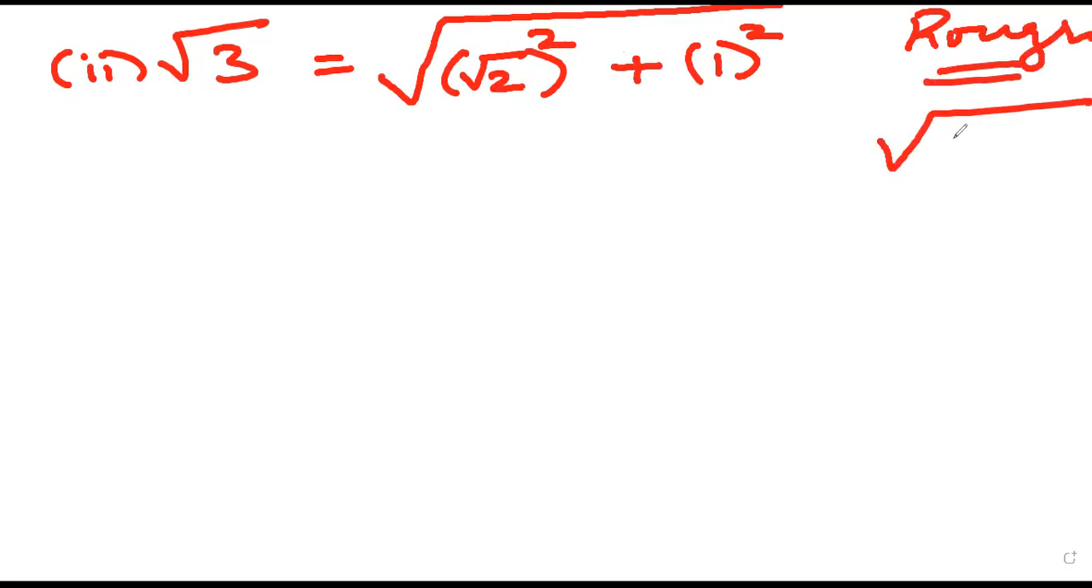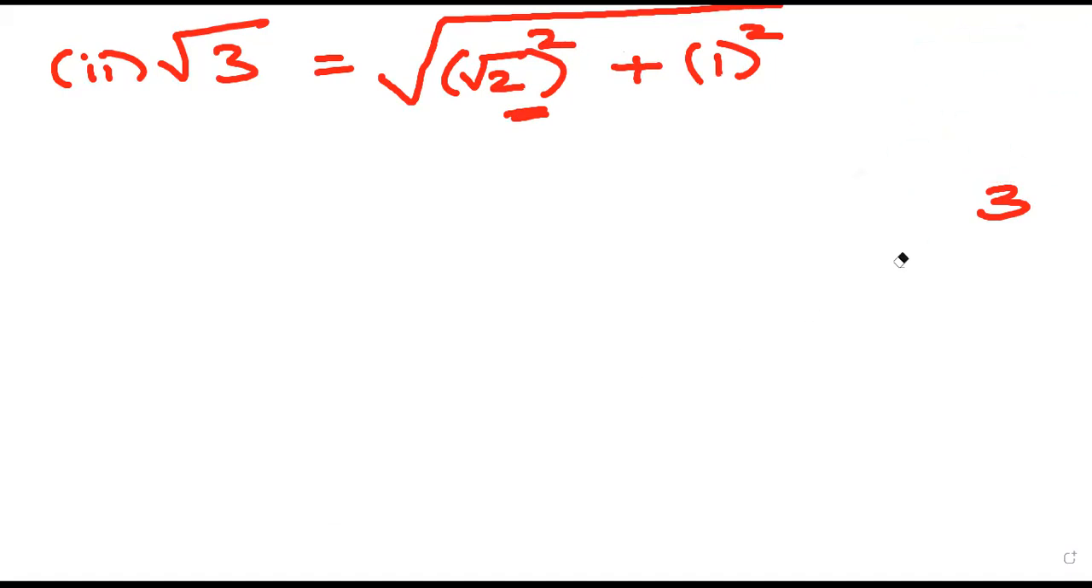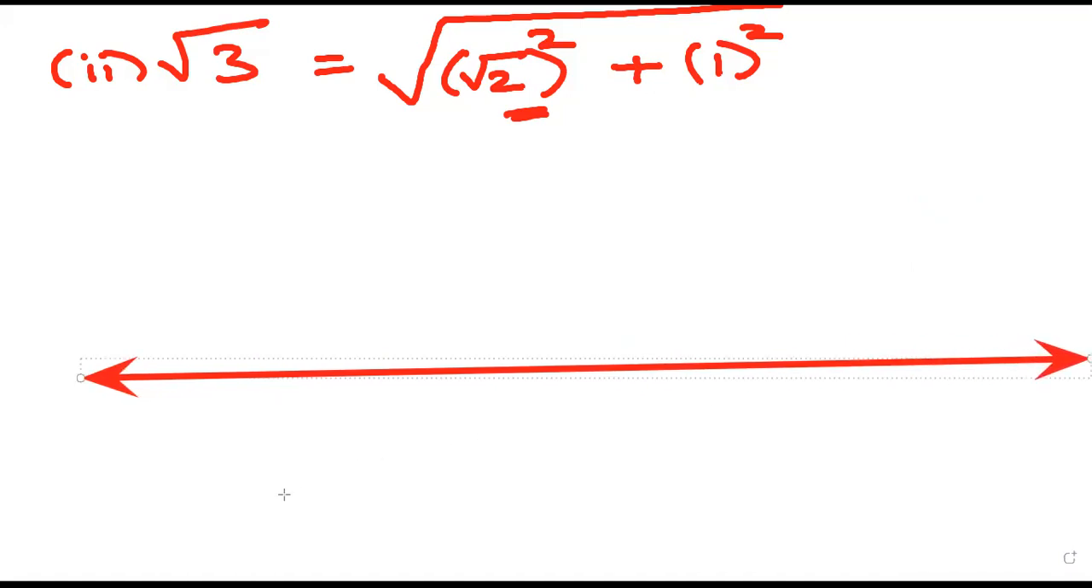Now, children, root 2 square. Can you tell me what is root 2 square? That is 2. And what is 1 square? 1. And 2 plus 1 is 3. So it is the same. Okay. So now you can write this as root 2 square plus 1 square. Okay, children. So this is very easy. Now you know your next step. What you have to draw? You have to draw a number line here. Fine. And then the next thing is what you will do. Now mark a point here, 0.